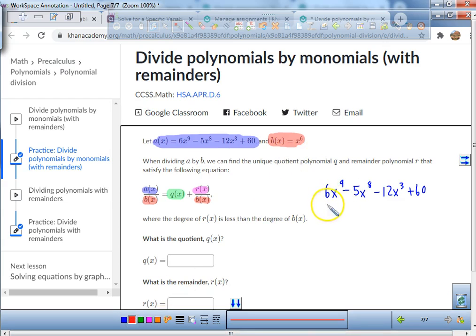And we are dividing it by x to the power of 6. But wait a second. We can't divide x to the power of 6 into this. That's our remainder. So here's our quotient.